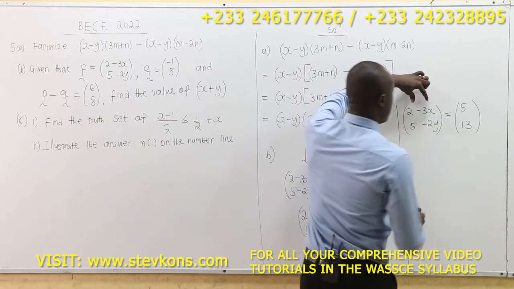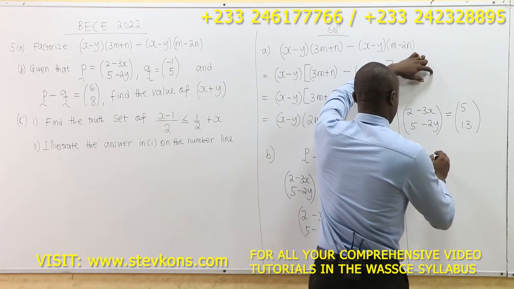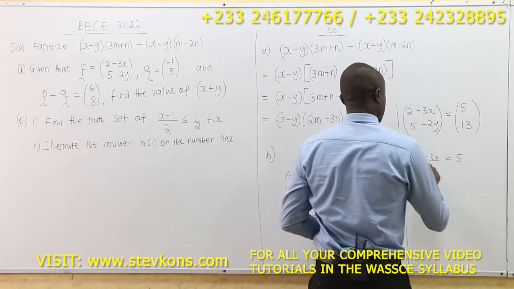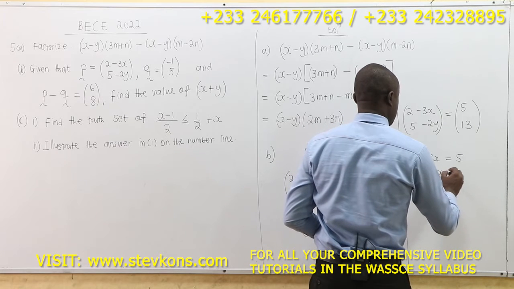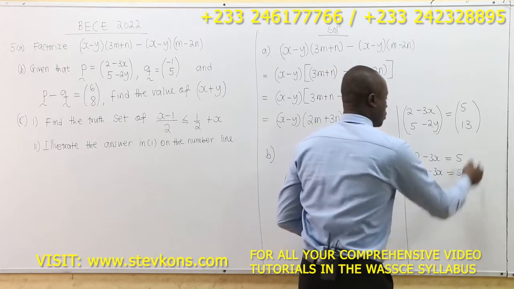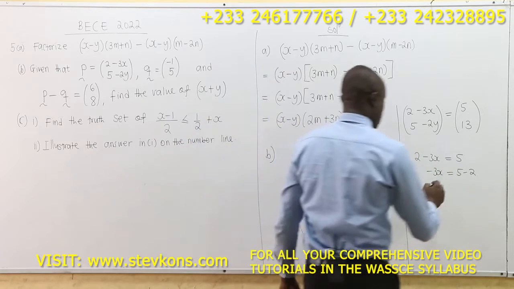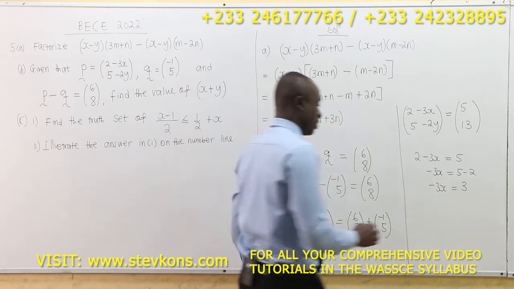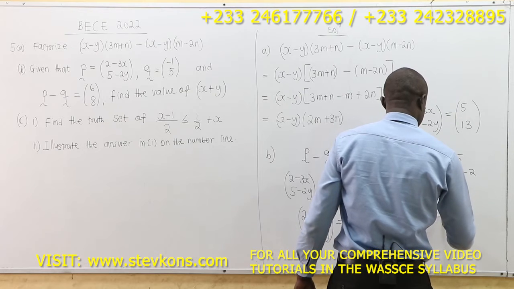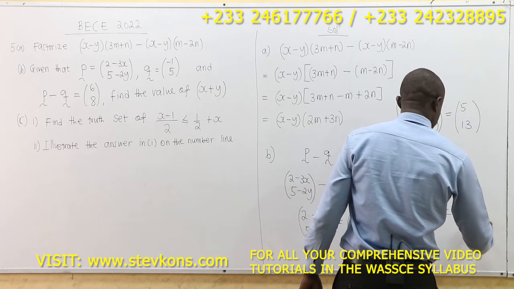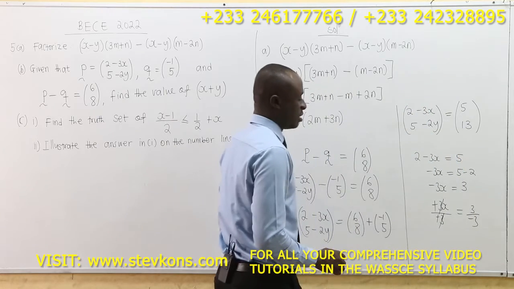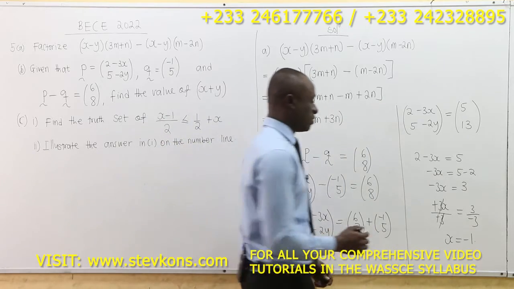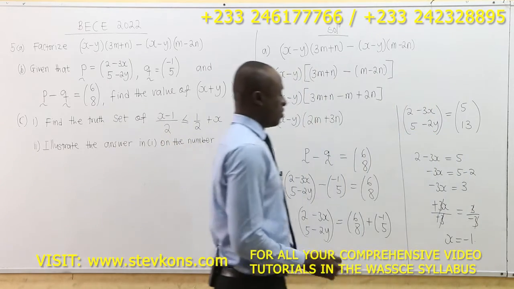So we equate corresponding elements. 2 minus 3x equal to 5. From here we group like terms. So we have negative 3x equal to 5 minus the 2, which is crossing, that's negative. So clearly you have negative 3x equal to 3. To find x, we divide both sides by negative 3. This 3 is cancelling the 3. So clearly you have x equal to negative 1.